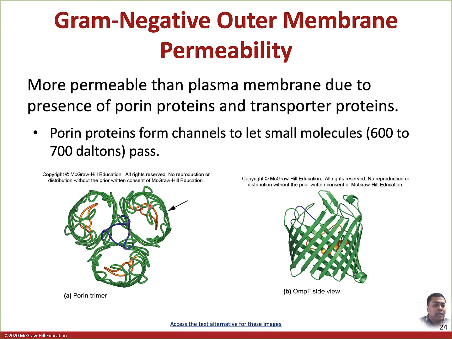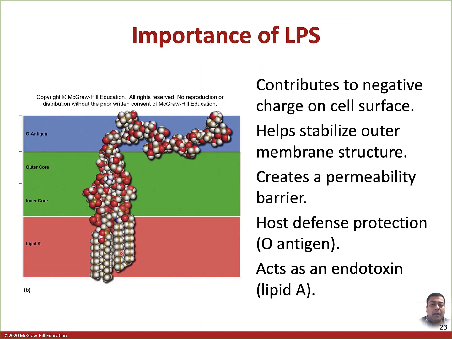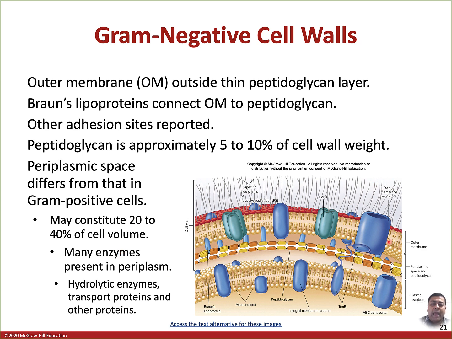What you are seeing here is the small orange loop in the middle. They can tighten or make this channel smaller or larger. Those are essential for allowing certain molecules to pass and blocking others. These are the regulator proteins that regulate the channel diameters. So this is a typical porin, a trimer with three channels.